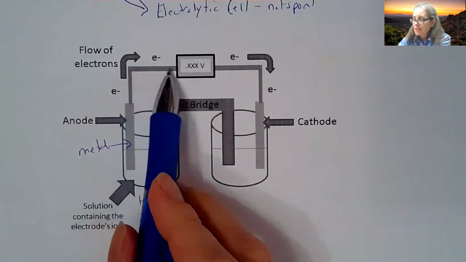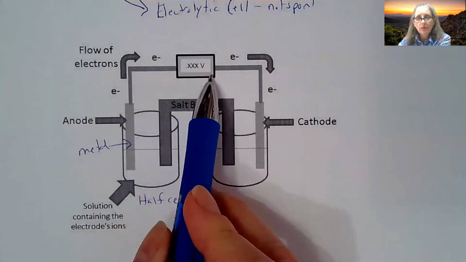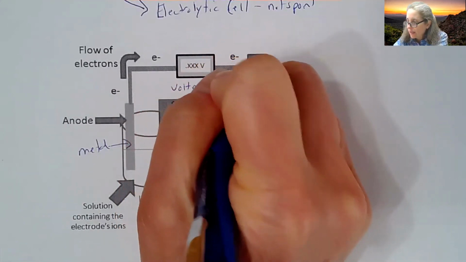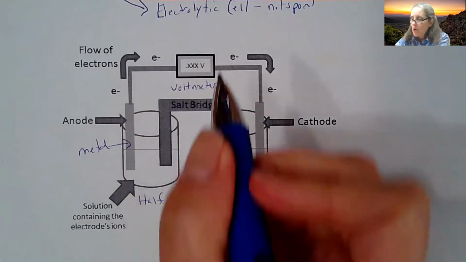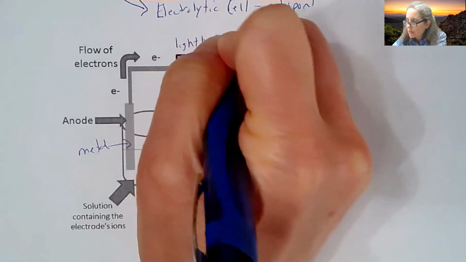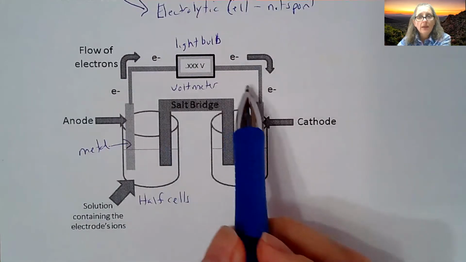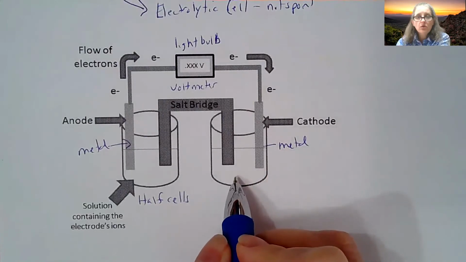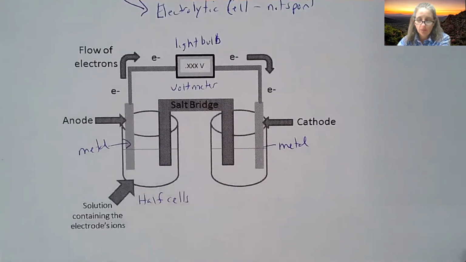This metal is connected through a series of wires. In this picture, this is showing what we call a voltmeter. If you have physics experience, like a multimeter, it's some way to measure the voltage. You might also see a light bulb in other pictures to show that electricity is going through it, so the light bulb goes on. On this side, this is also a piece of metal in a solution as well. And then you have this thing here called the salt bridge.